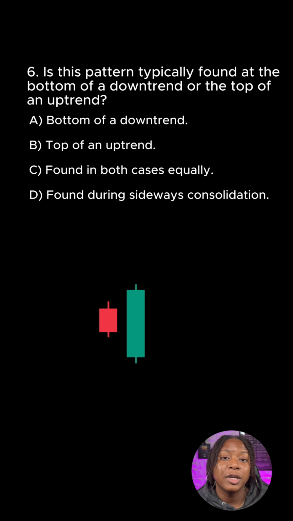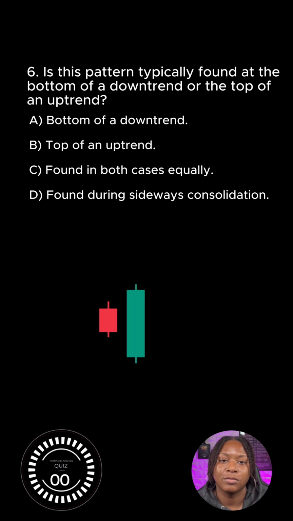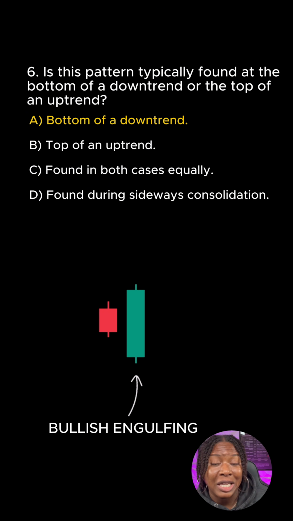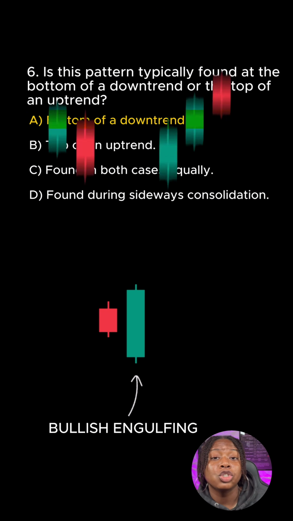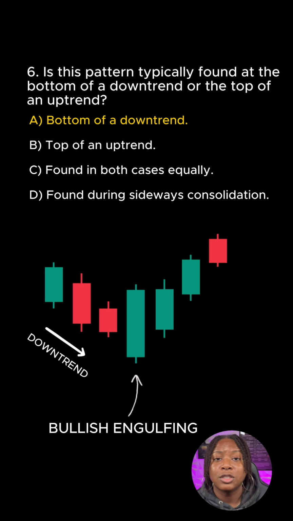Is this pattern typically found at the bottom of a downtrend or at the top of an uptrend? This pattern is a bullish engulfing pattern, and they're strongest at the bottom of a downtrend. So it's going to start off with a small bearish candle, and then you're going to see a large bullish one that completely engulfs the first candle. So sellers are losing steam and buyers are stepping up. After you see this, you could see a bullish reversal.